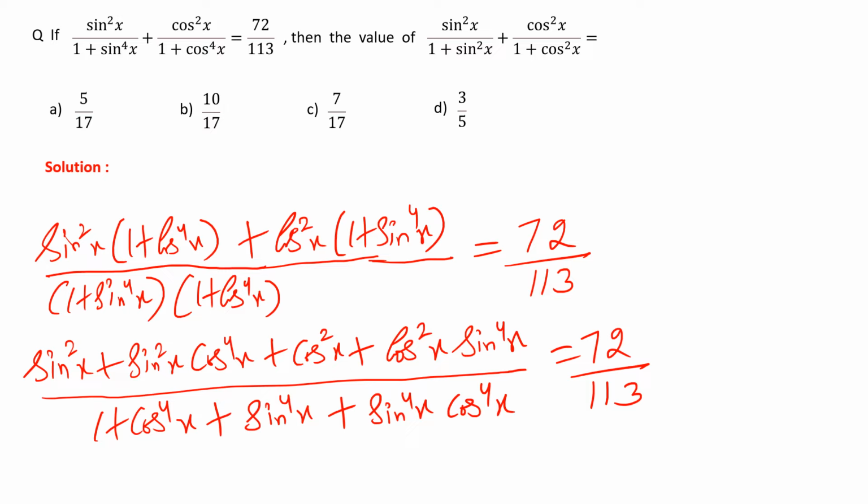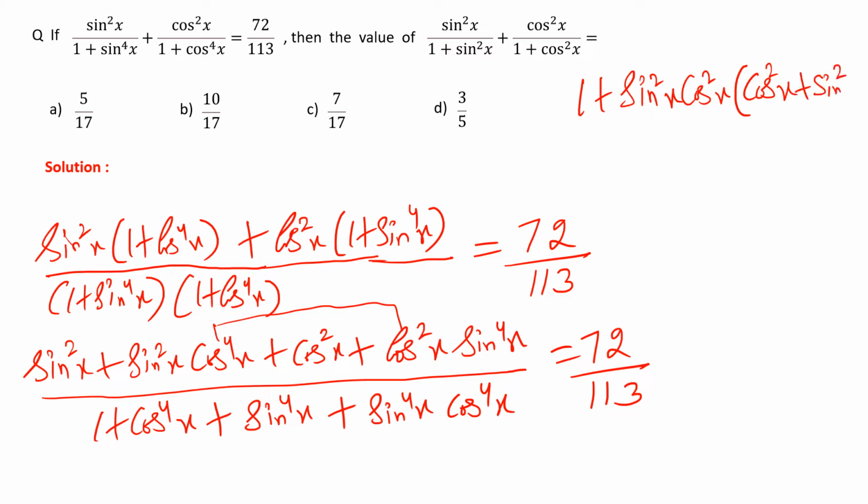Now we know that sine square x plus cos square x is equal to 1. So the numerator becomes 1 plus, in the remaining two terms, I am taking out sine square x into cos square x common. So in the bracket I will be getting cos square x plus sine square x. Now in the denominator we are having the expression cos x power 4 plus sine x power 4.